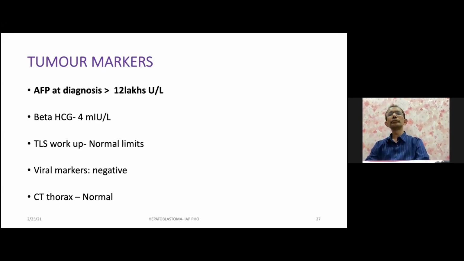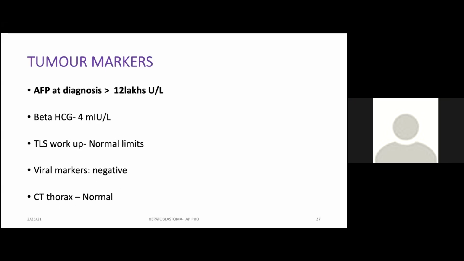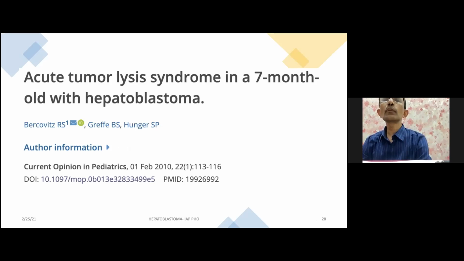Janani, continue. So coming back to our case, at presentation the AFP was more than 12 lakhs, beta HCG was normal, the tumor lysis workup was within normal limits, viral markers were negative, and CT thorax was normal. One could wonder whether tumor lysis workup should be done in hepatoblastoma. Routinely, no need. It's only exceptionally because of the high tumor load. I have not experienced it, but I have checked the literature, and there are some case reports. Please remember that hyperkalemia is very common. If there is hyperkalemia in an infant with hepatoblastoma, rule out tumor lysis. Next slide.